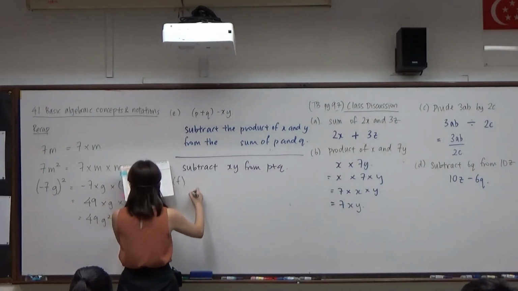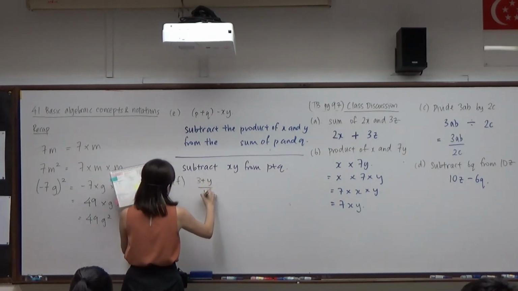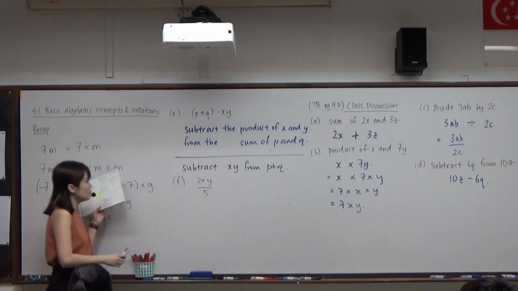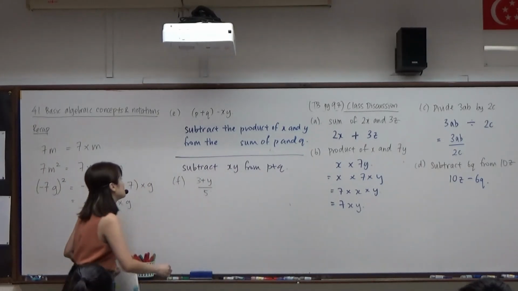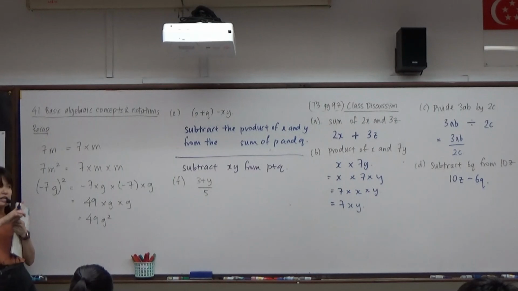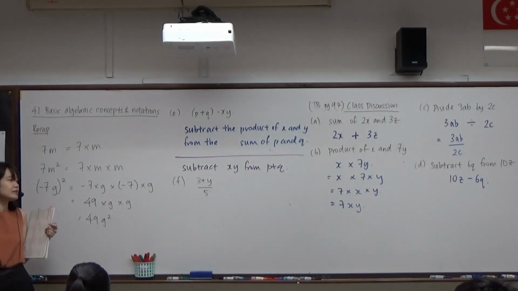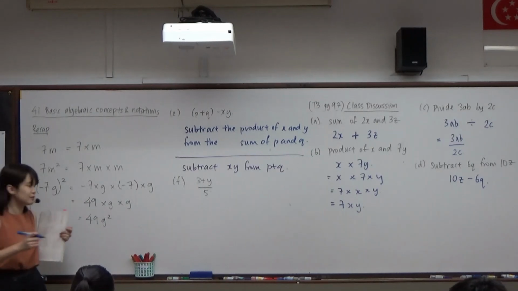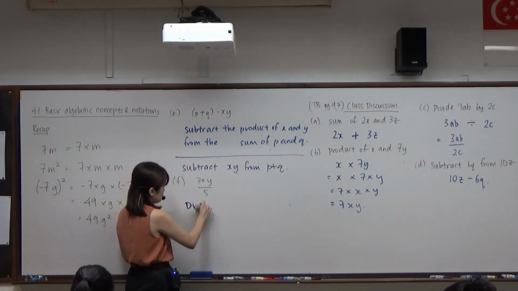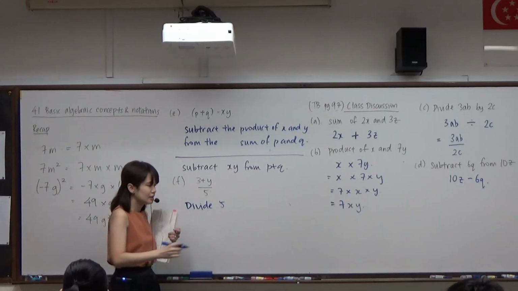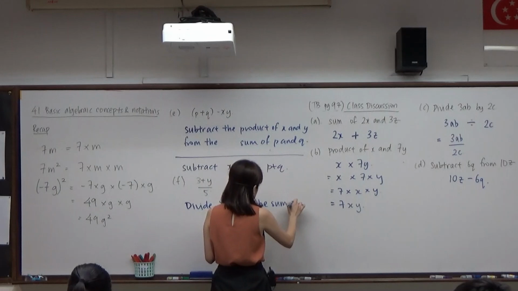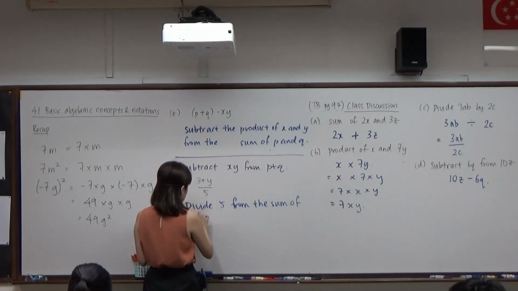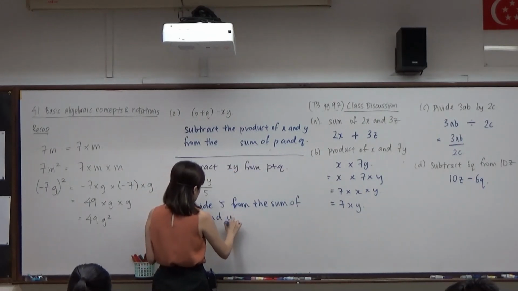It says 3 plus y over 5. So how will we write this, 3 plus y over 5? How will we write this? Asher. Divide 5 from, is it what? What is it? Divide what? From the sum of y... from the sum of 3 and y.